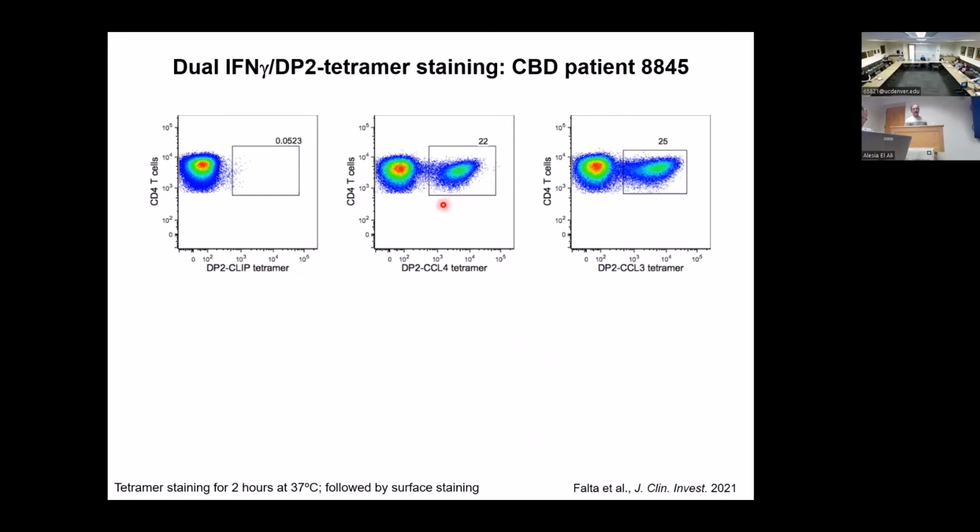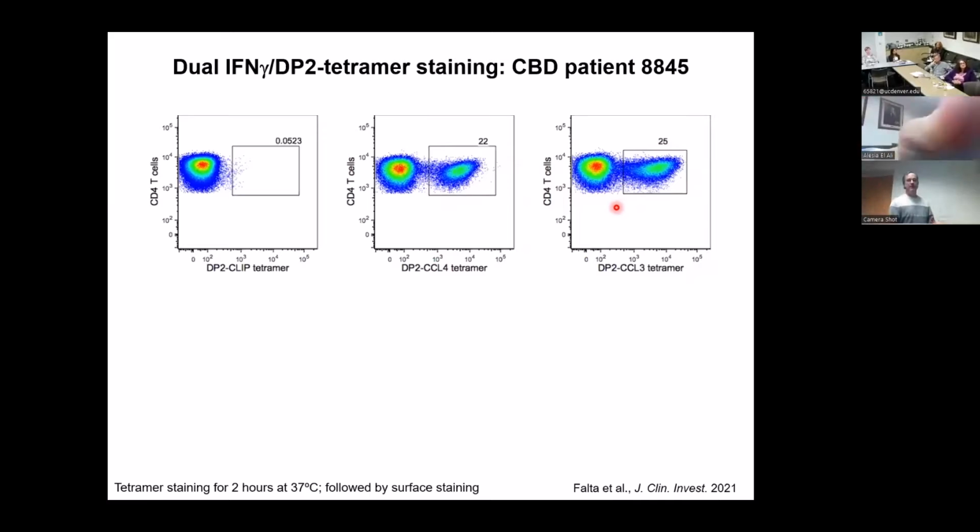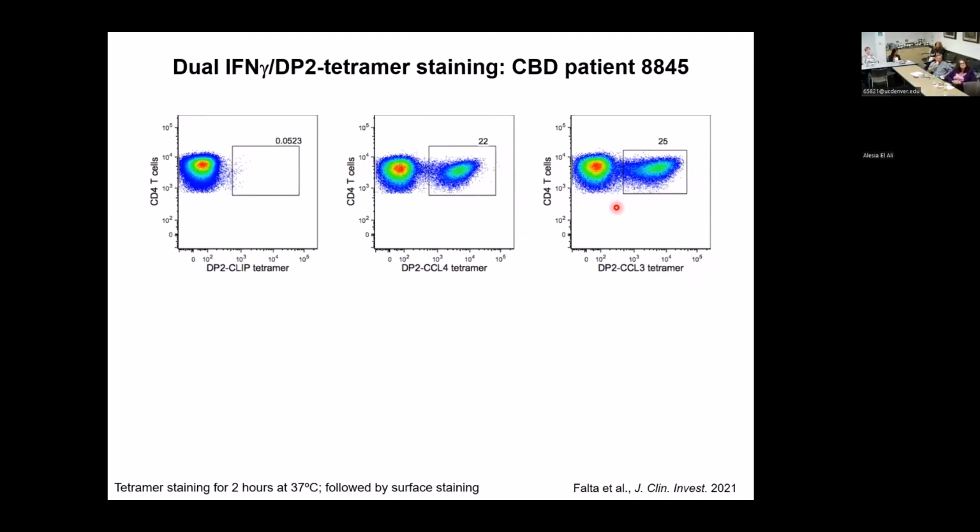And you can see that in this case, with the CCL4 tetramer, over 20% of the CD4 T cells coming from the bronchoalveolar lavage of this patient recognize that tetramer. Similarly, the CCL3 tetramer, 25%. Now, these are not independent populations. Remember, these are T cells that are cross-reacting to both, although I can tell you from studies that I'm not going to show, we do have T cells that only recognize the CCL4 epitope or only recognize the CCL3 epitope.